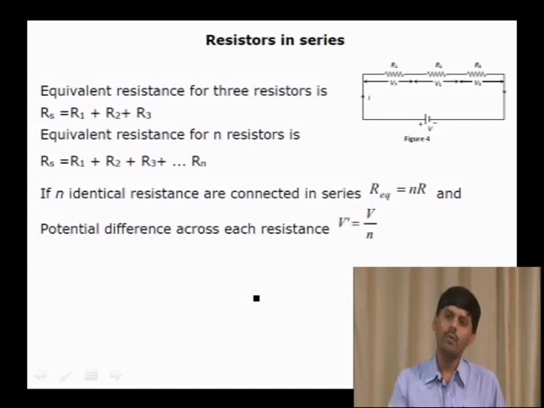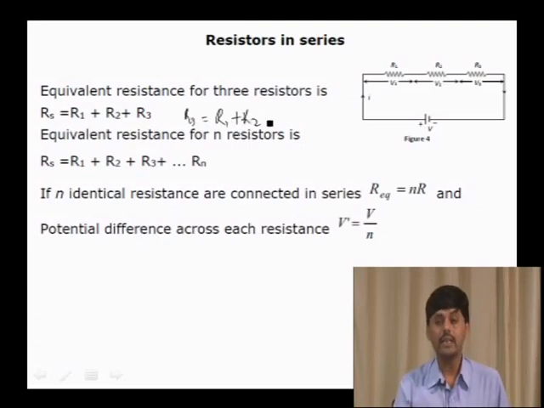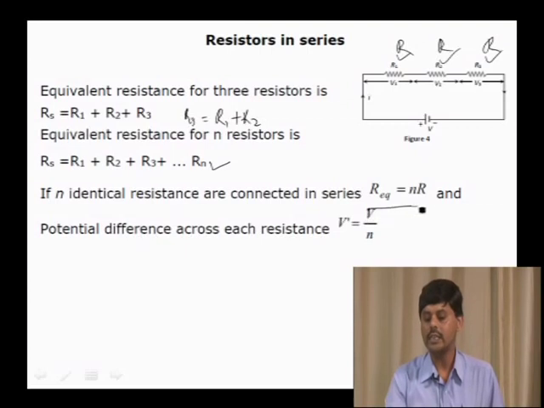If there are only two resistors, then the equation can be written as Rs is equal to R1 plus R2. If there are n number of resistors, then you follow this equation. Suppose all n resistors are equal to R, then the equivalent resistance is nR. Similarly, the voltage across each is the same.